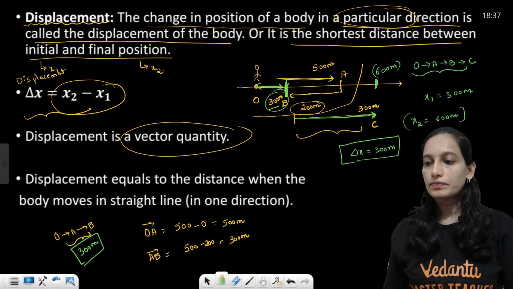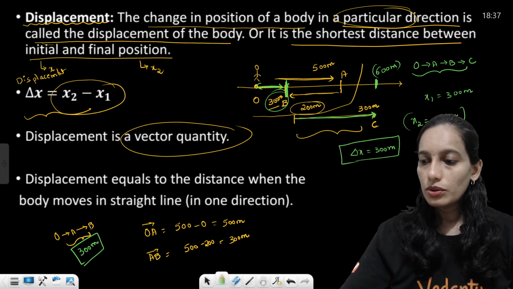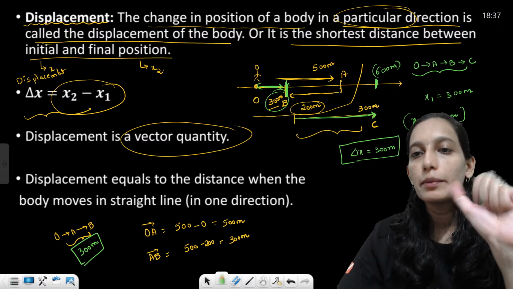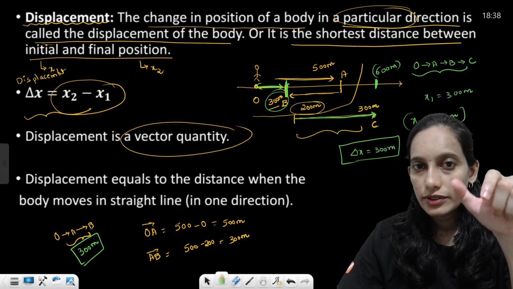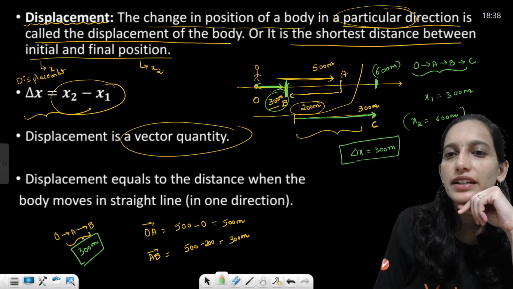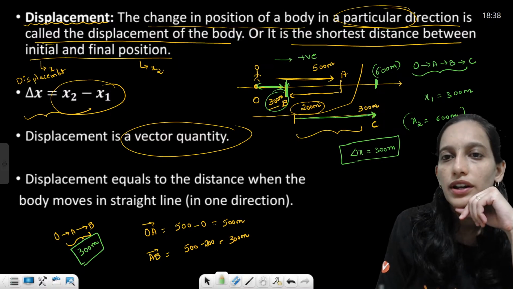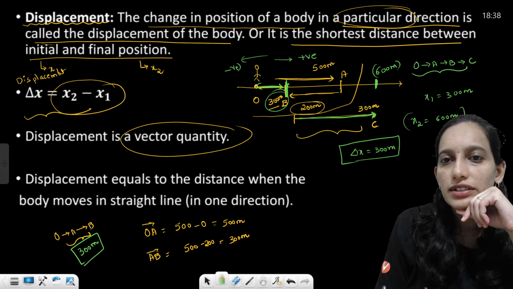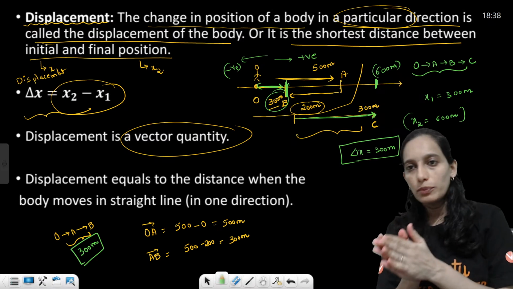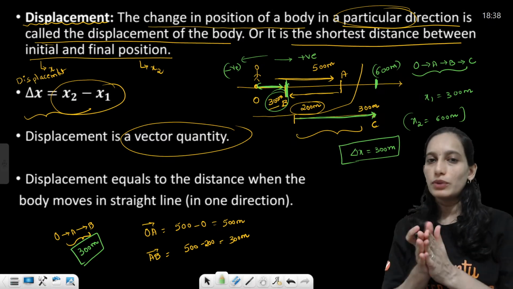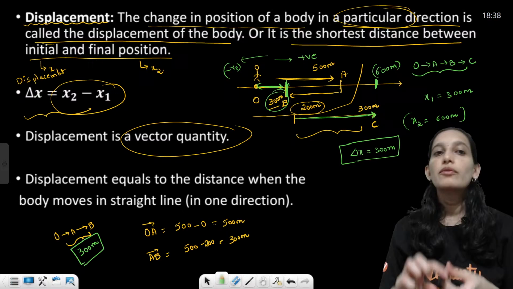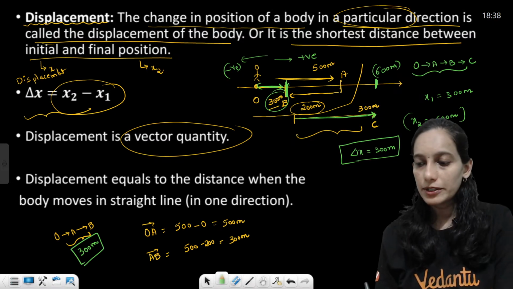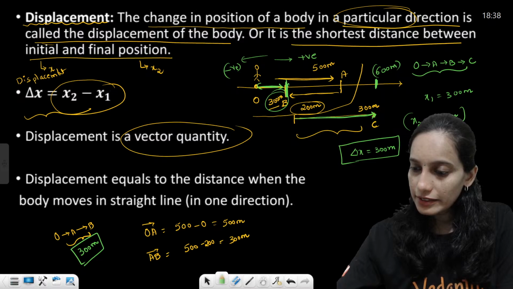Is that clear? So whenever we are talking about the displacement, we have to consider the direction. The easy way is to take one direction as positive, and whichever is in the other direction you take it as negative. Take the corresponding positions and do x2 minus x1. So always take one direction as positive, other direction as negative whenever you are calculating the displacement. Okay, hope it is clear. I think I can go ahead.